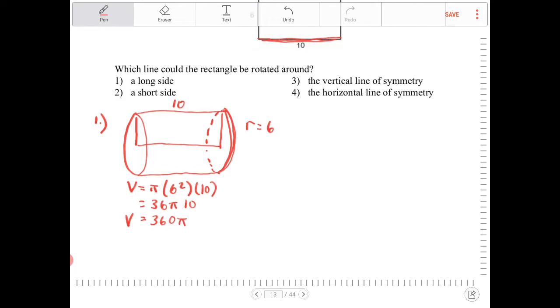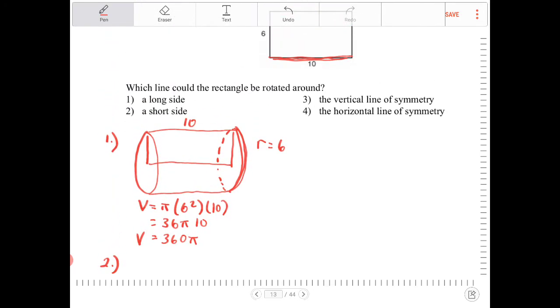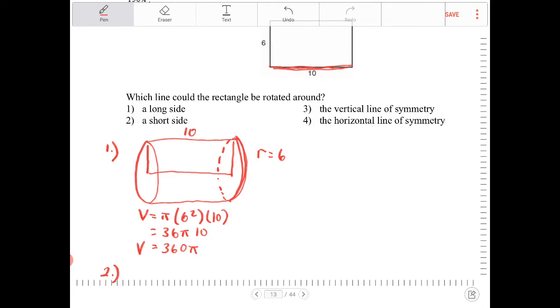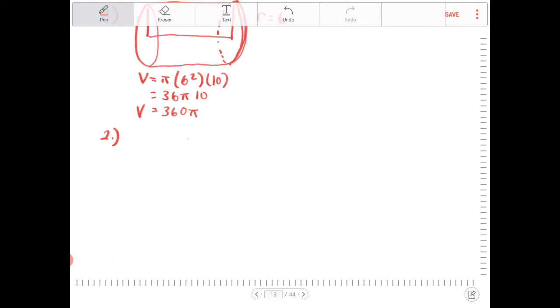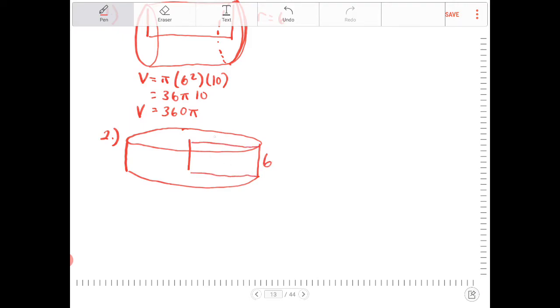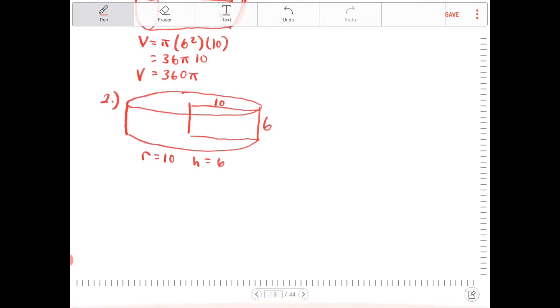Option 2. So option 2 says to rotate it along the short side. If I were to do that, I'll end up with a cylinder that's going to appear flatter, where the height is going to be 6 and the radius is going to be 10. So here the radius is going to be 10 and the height is going to be 6. And let's see what happens here. V is equal to pi r squared times 6.